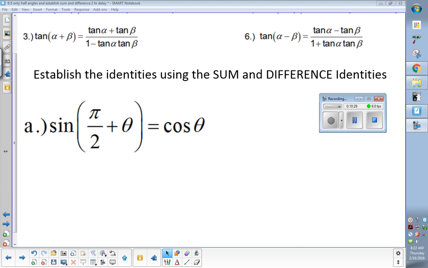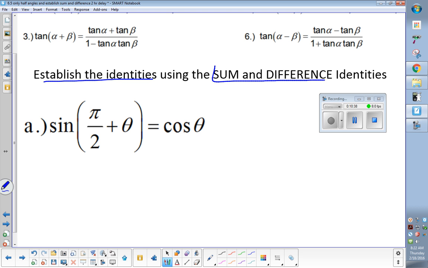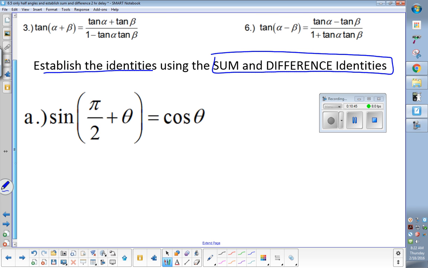All right, on the back side, we're going someplace a little bit different. We're going to establish the identity. So we're going back to proving that both sides are equal to each other, and we're going to use sum and difference identities, just like we've been doing. Okay, these actually are really easy once you get the hang of them. You just got to know where you're going.